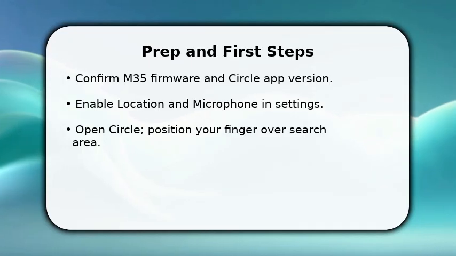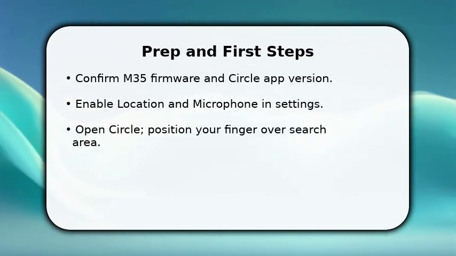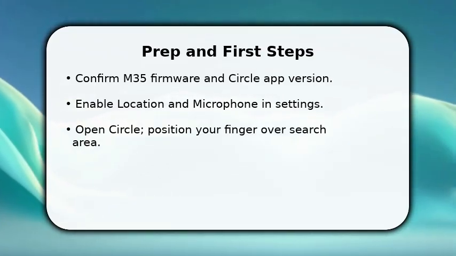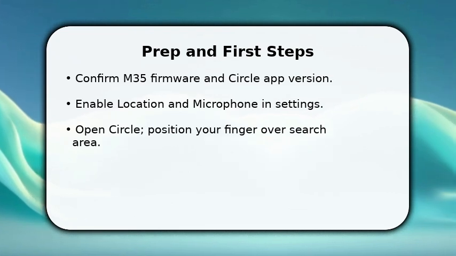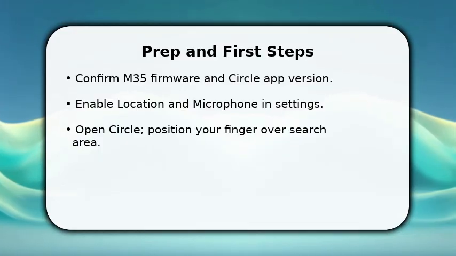You do this because Circle uses a combined positional and visual cue to focus results faster, so a steady initial touch reduces false positives. Once the indicator turns green, release and immediately proceed to the next step to capture the query precisely. Now capture the search.